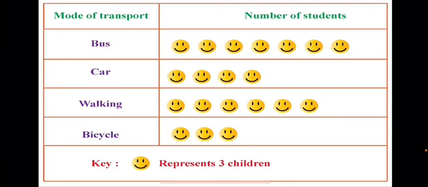And bicycle, 1, 2 and 3. So 3 3s are 9. So 9 come by bicycle. So to understand better, we'll do some exercises in our notebook.